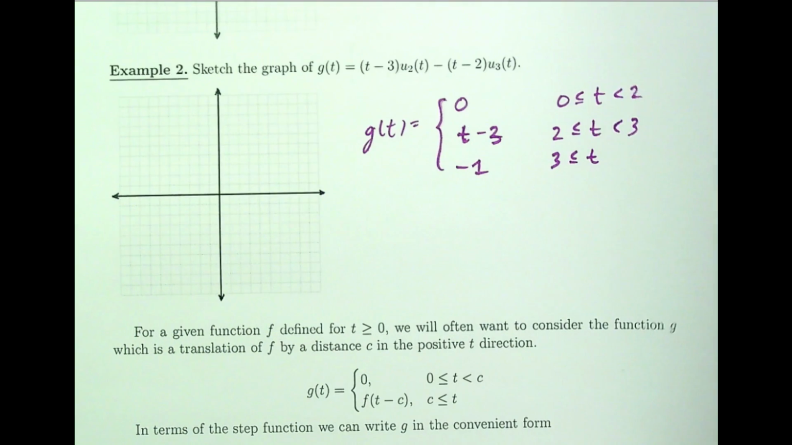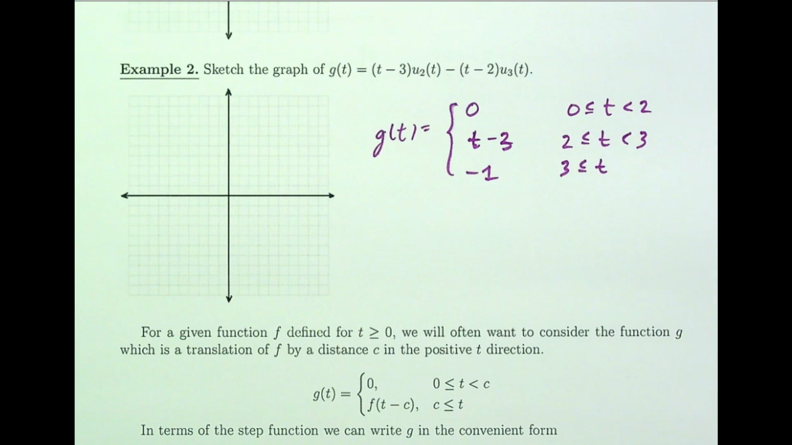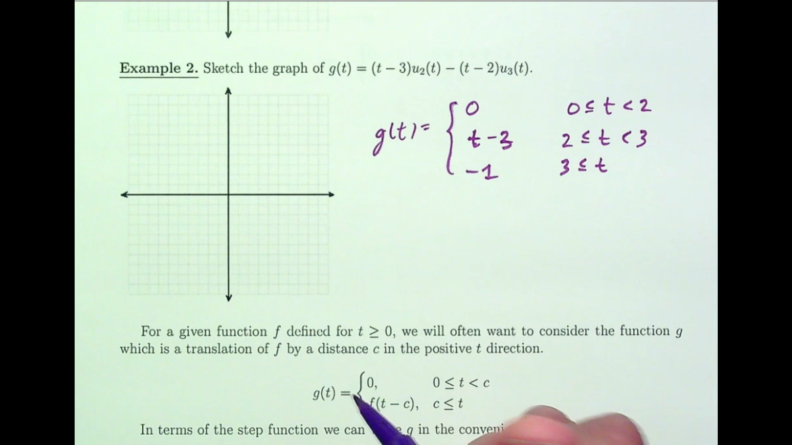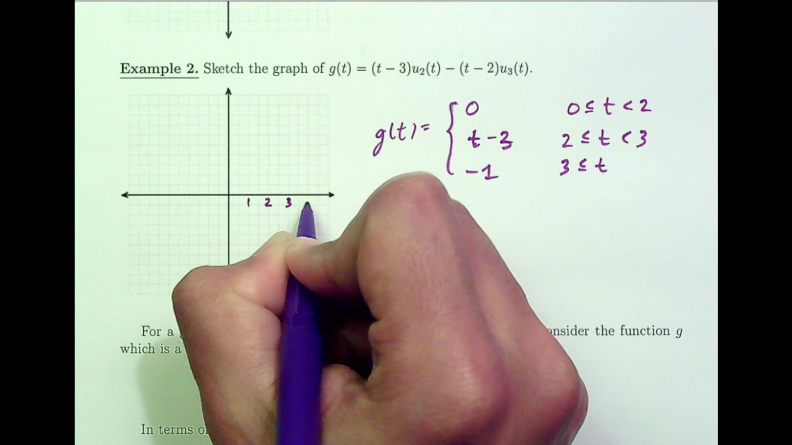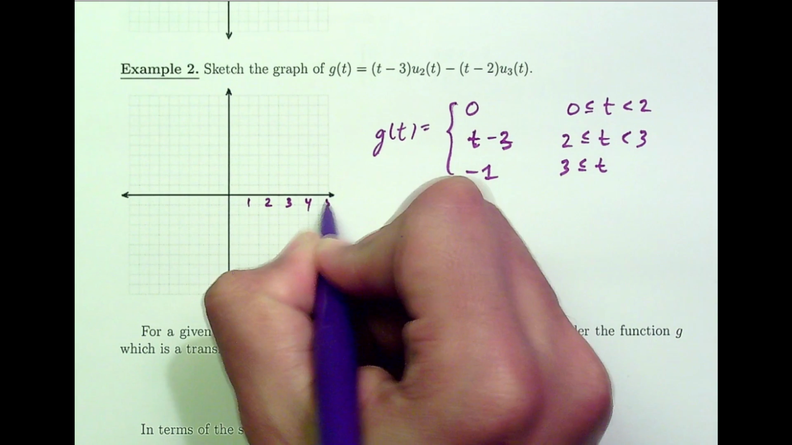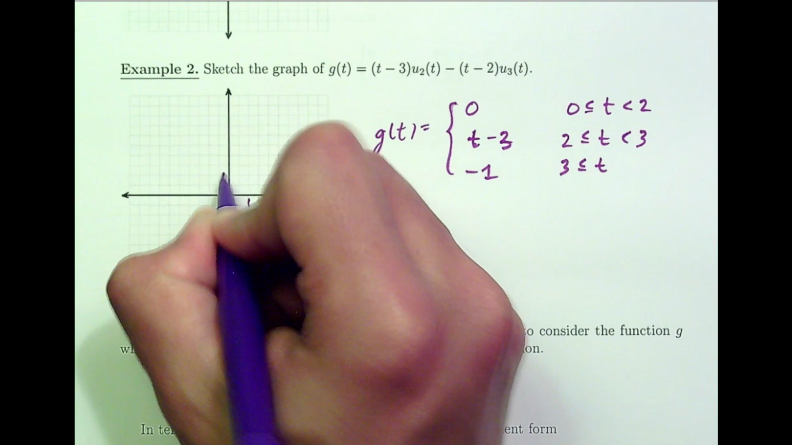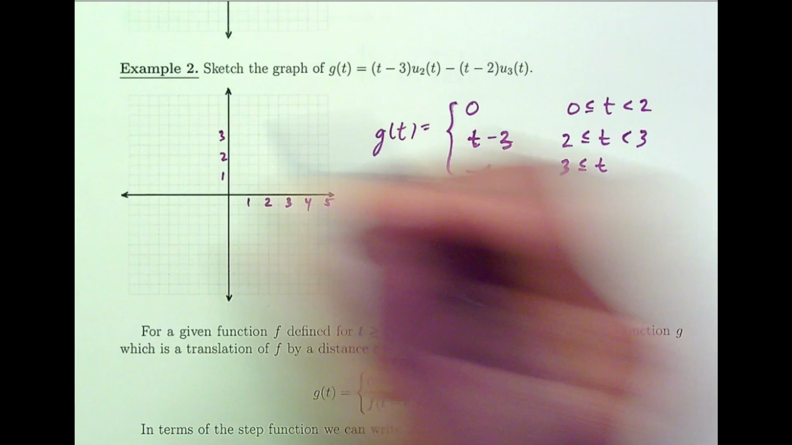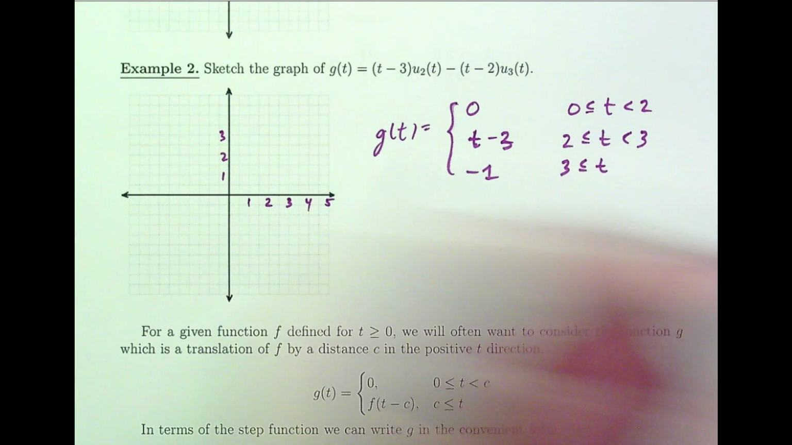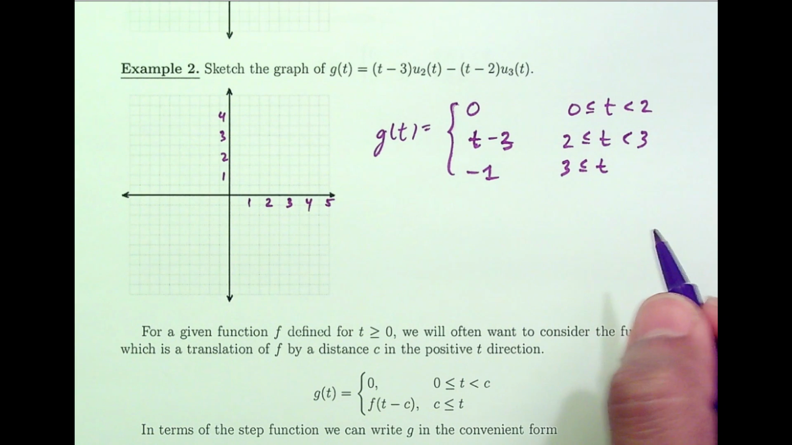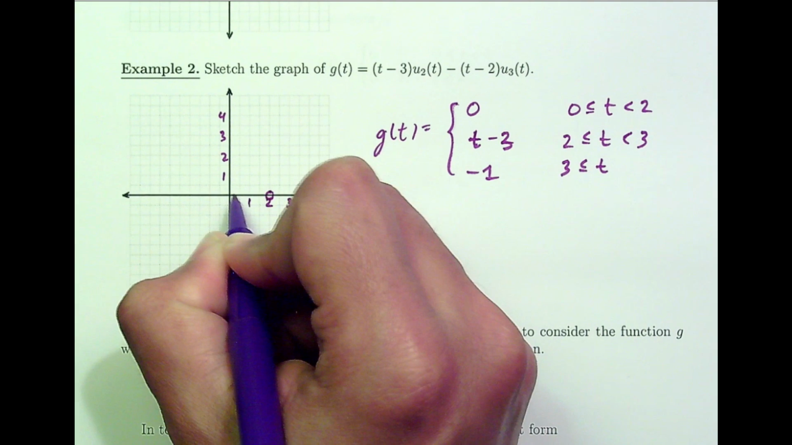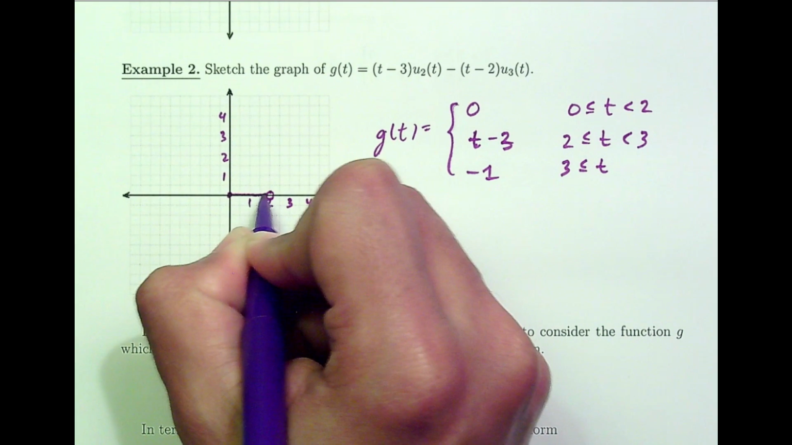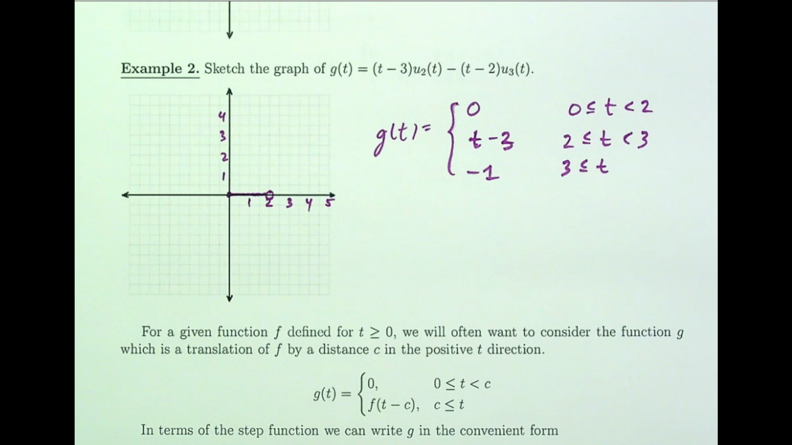Okay, so now let's sketch the graph of this. I'm going to go by twos: 1, 2, 3, 4, 5. Okay, between 0 and 2, the value is 0. So between 0 and 2, the value is 0. So a hole there, and you have that.